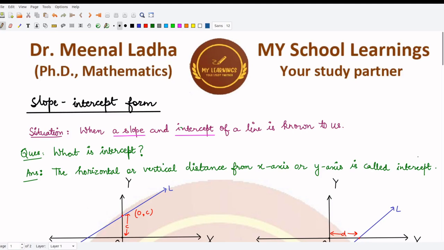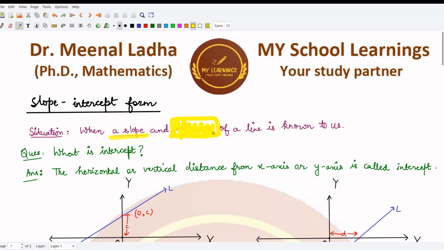In this video we shall be discussing our next type, which is the slope-intercept form, right? Now what is the situation? The situation is that we are given one slope and an intercept of a line. These two things are known to us. Okay, fine. Now you might be thinking, what is this term intercept?